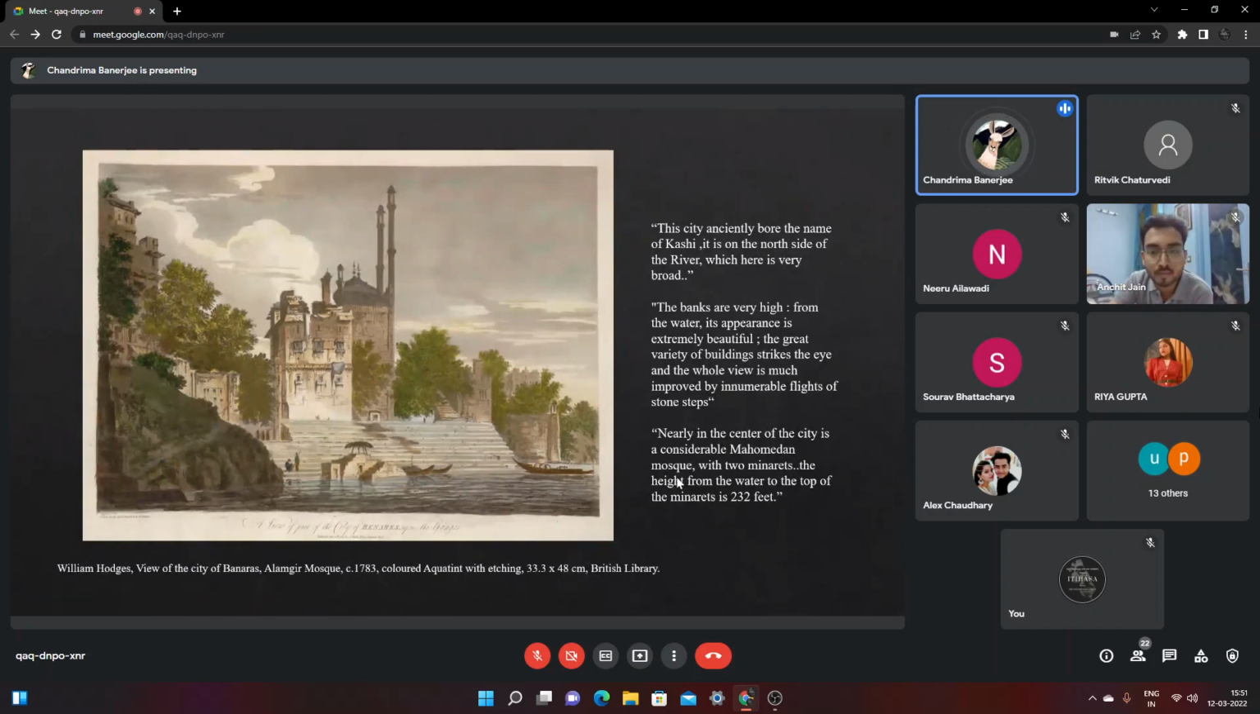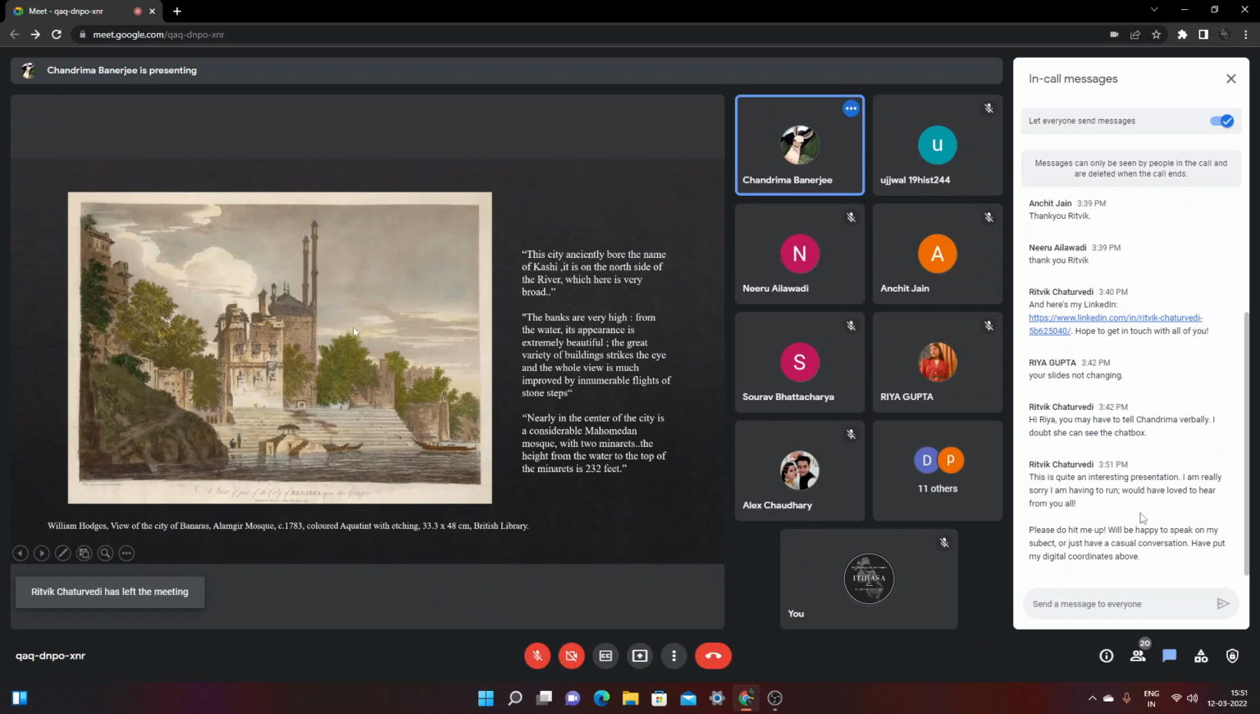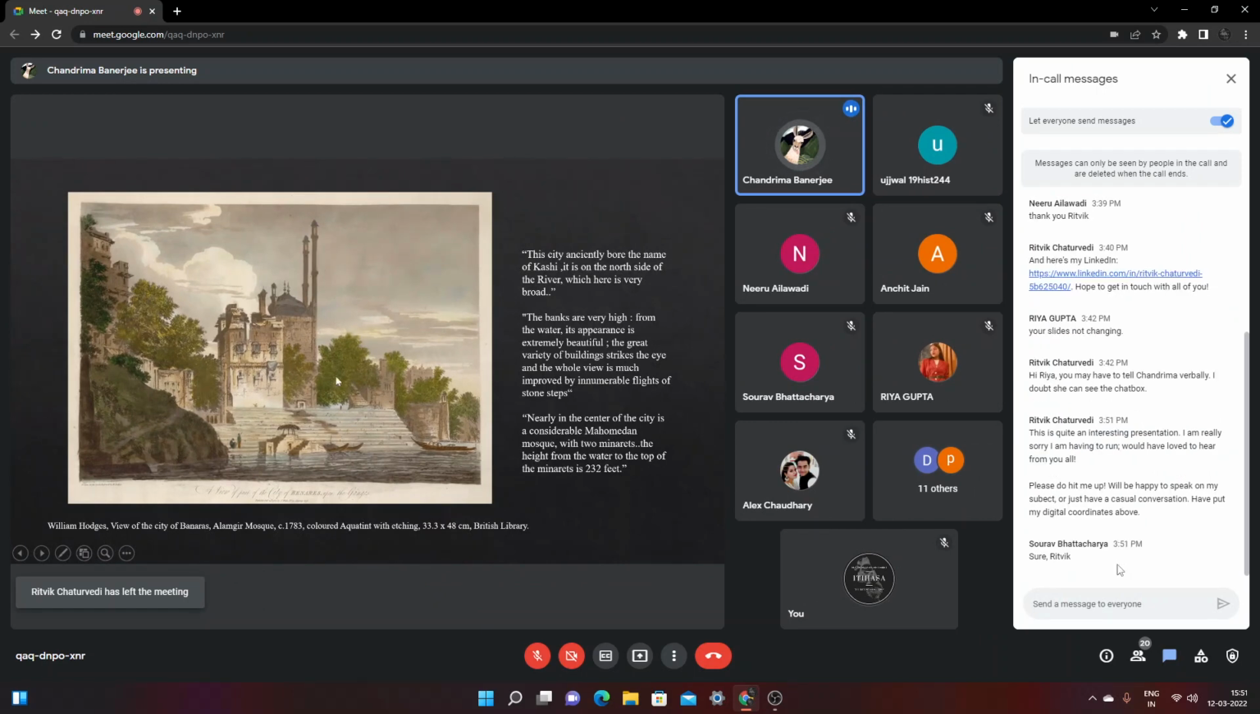I'll just discuss this painting, sorry, this aquatint. This is the Alamgir Mosque, which was built on the foundations of the Vishnu temple, the Bindu Madhav temple, by Aurangzeb. He added three domes and two minarets, as shown here, which were 163 feet in height respectively.